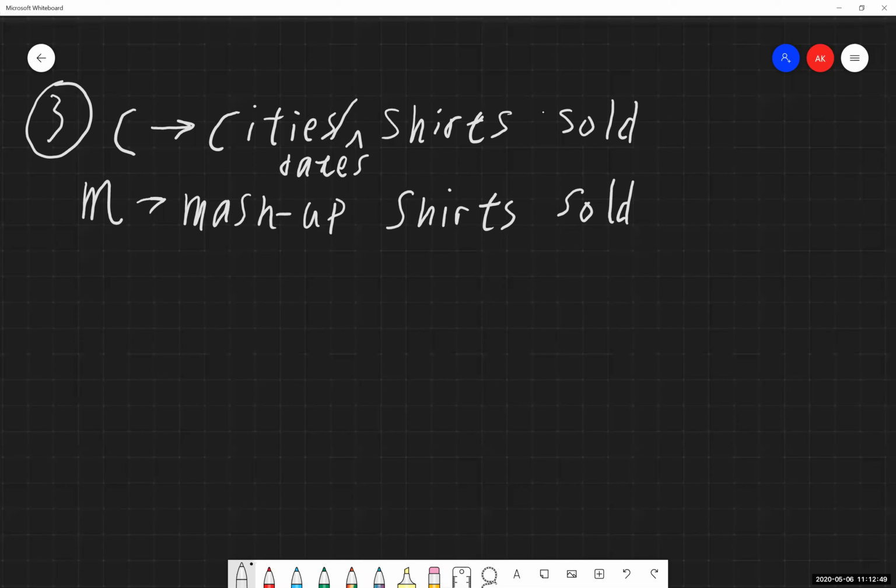So however many of these city shirts that were sold, the cities and dates ones, and however many of the mashup shirts were sold, the combined total is going to give me 10,000 total t-shirts. So however much I sold of the city plus however much I sold of the mashup, that total combined amount is going to be 10,000.